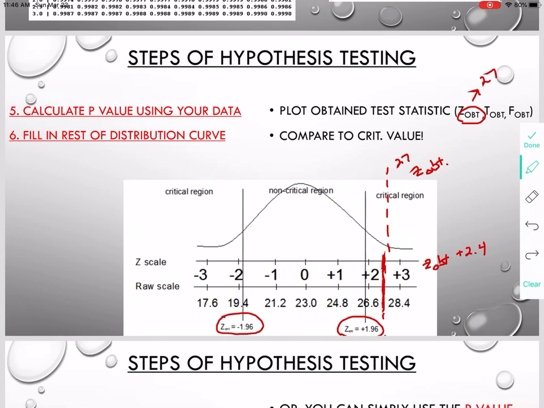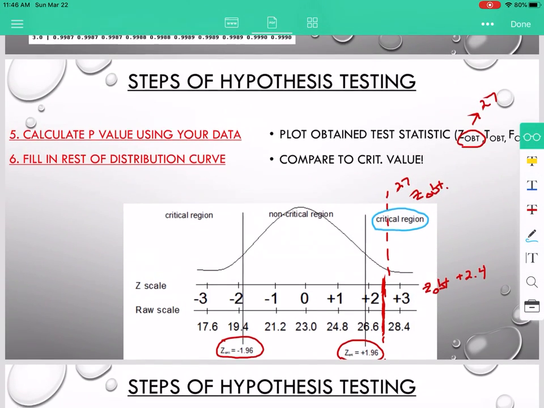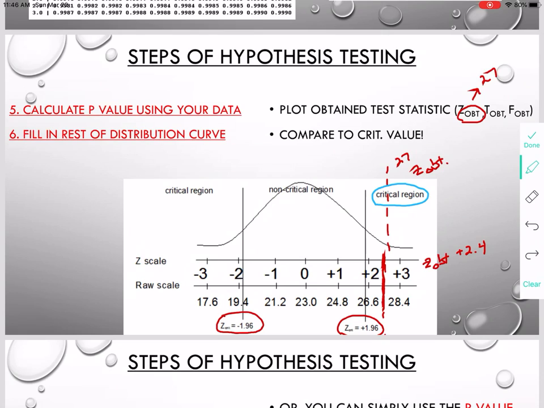If I look at this one, let's go to blue. If I look here, I'm in the critical region. What if, let's do it this way. Let's go back to red. What if my z obtained was 24? Then my z obtained would be there. And that would be a raw score of maybe 0.4. So if my z obtained was 24, I would then fall in the non-critical region because it's between these two here.